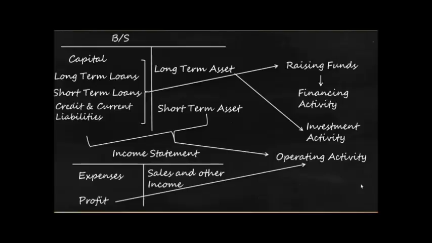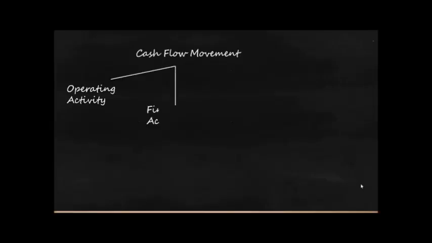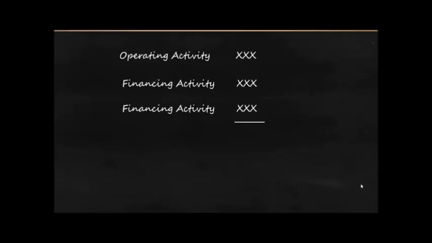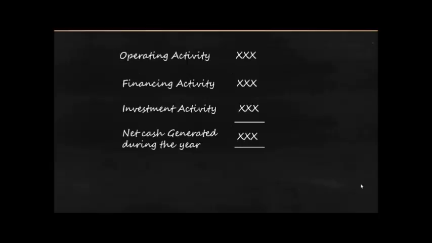So what we did here is we have identified what activity results in financing, what activity results in investment, and what activity results in operating activity. So the cash flow statement also does the same. The cash flow statement will analyze the cash flow movement between operating activity, financing activity, and investment activity. So the cash flow statement would give us the cash flows on how much had come from operating activity, how much from financing activity, and how much from investment activity. And it would give us what is the net cash that has been generated during the year.